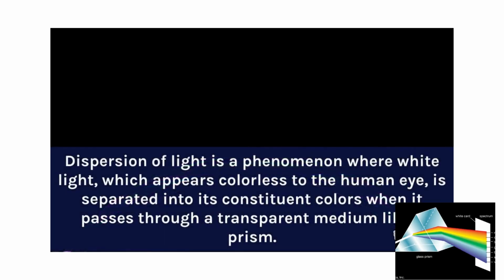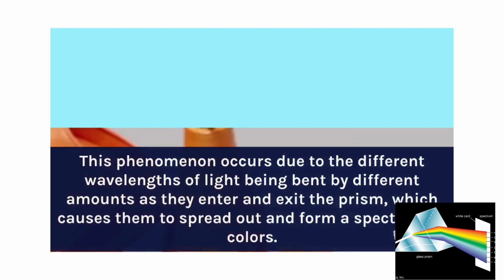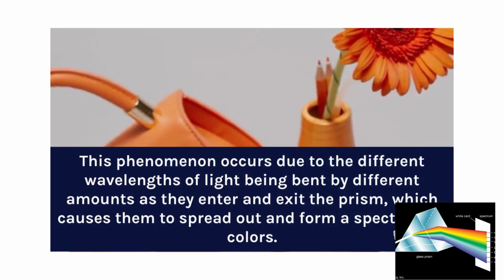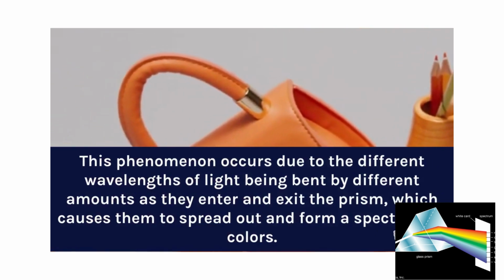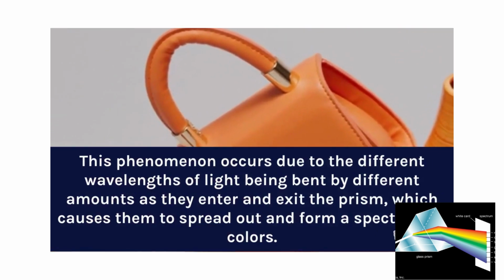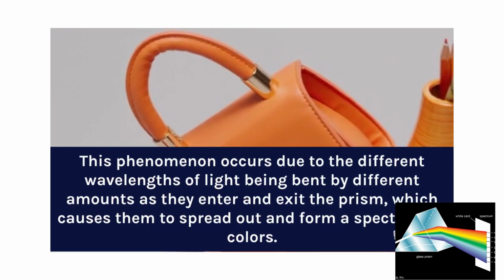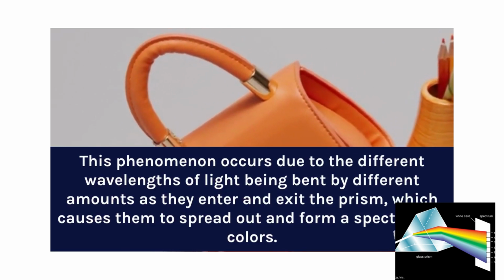Dispersion of light is a phenomenon where white light, which appears colorless to the human eye, is separated into its constituent colors when it passes through a transparent medium like a prism. This occurs due to the different wavelengths of light being bent by different amounts as they enter and exit the prism, which causes them to spread out and form a spectrum of colors.